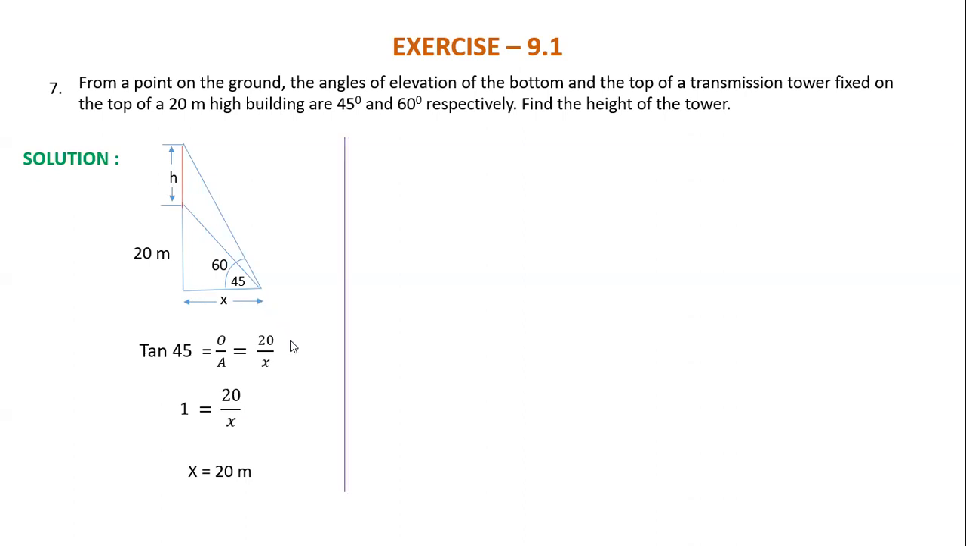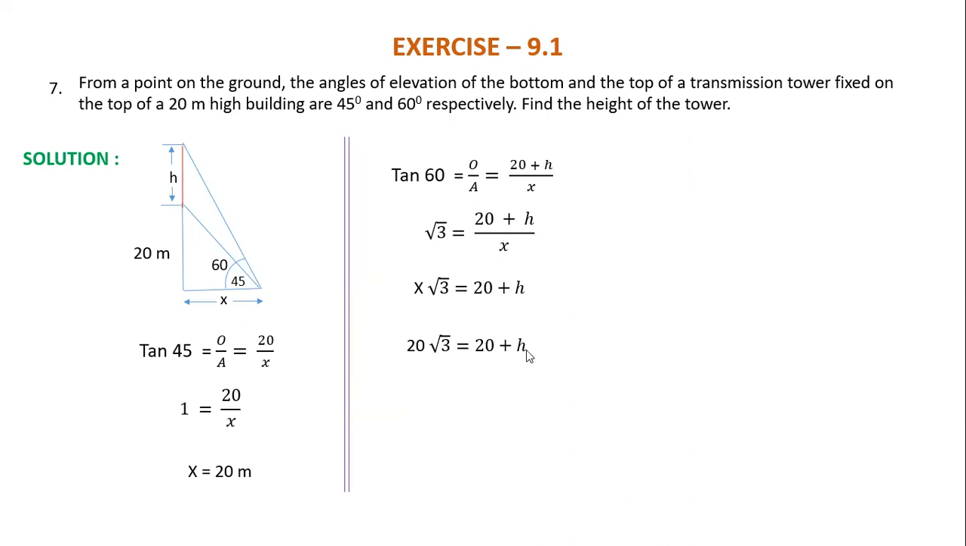Okay. Now, take tan 60. When you take the full angle, then the opposite is this full 20 plus h. So tan 60 is 20 plus h upon x. What is tan 60? Root 3. Root 3 is equal to 20 plus h upon x. So x root 3 is equal to 20 plus h. But x is equal to 20, which you have calculated. Let's put it here. 20 root 3 is equal to 20 plus h.